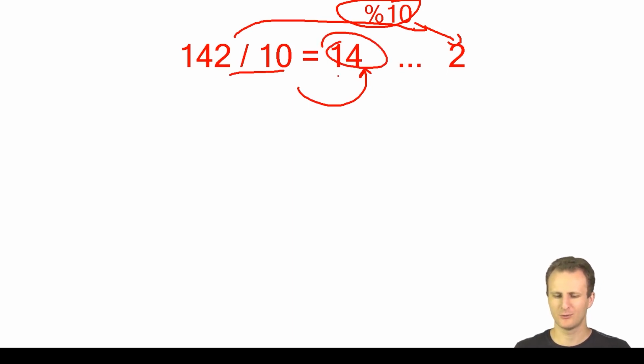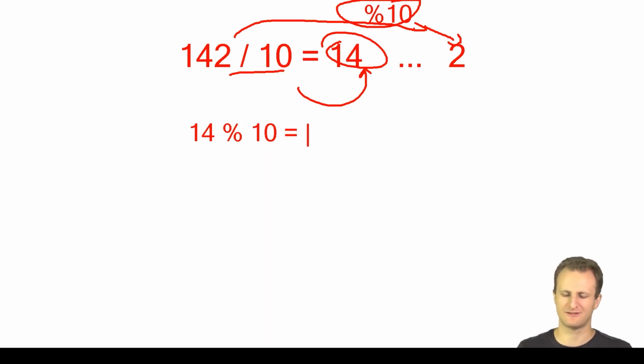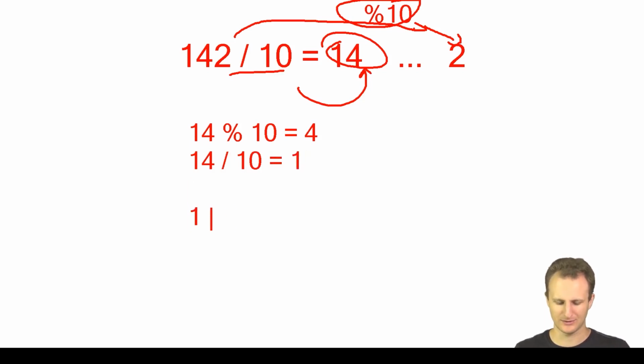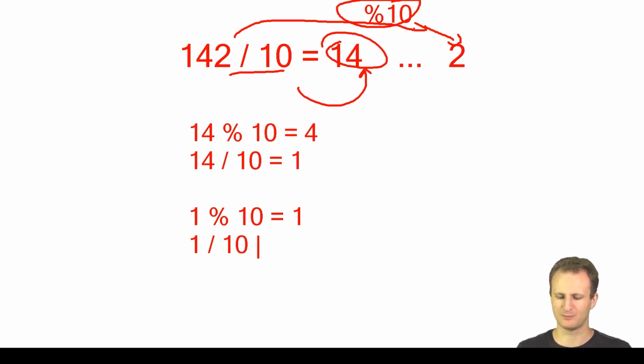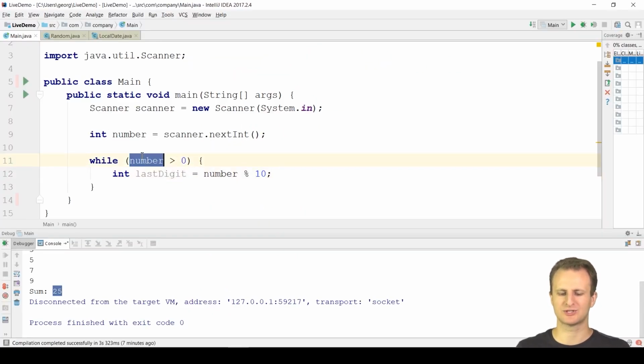So what can we do? We can repeat this operation now and do it for 14 and get the remainder when it's divided by 10, and that would give us 4. And then we do 14 divided by 10, so we get 1. And then for 1 we get the remainder for division by 10, and that would be 1. And then 1 we would divide by 10 and we'd get 0. And for 0 there is nothing more to do. We stop here. So that's why I said, well, we will start a while loop which continues until the number reaches 0.